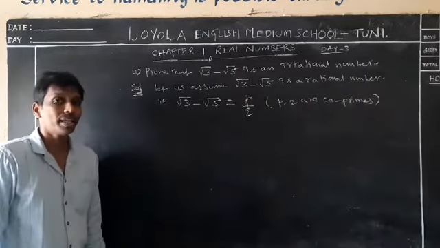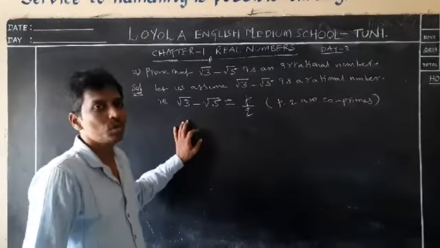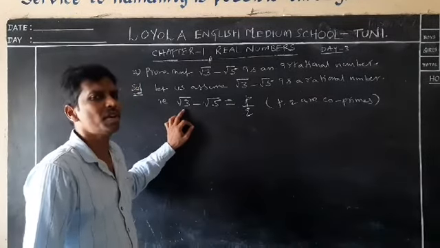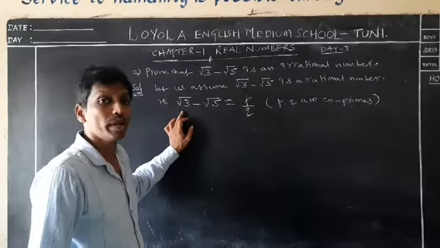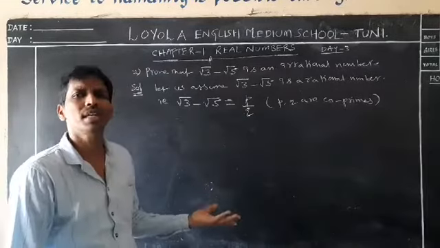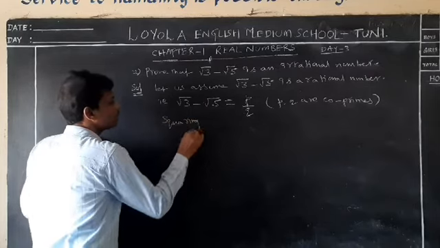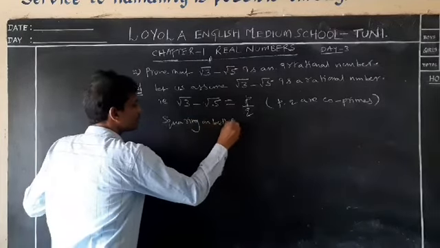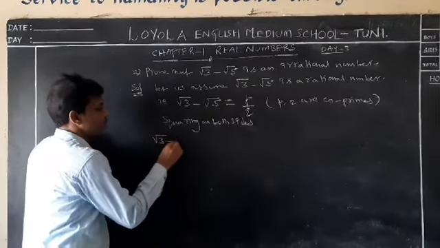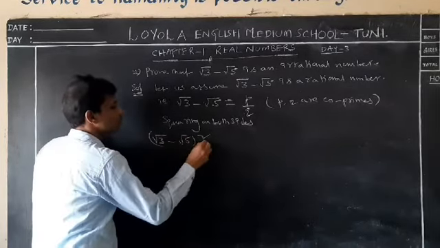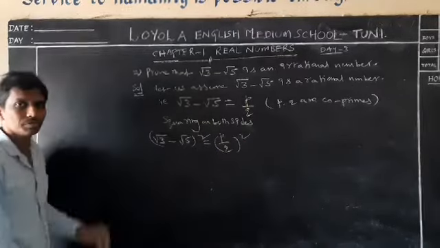Now, what I am going to do is see. In the above question, only one term was given, root 7. So there we did squaring on both sides. Here also we will do the same thing. Squaring on both sides, what will happen, you see? Root 3 minus root 5 whole square is equal to p by q whole square.